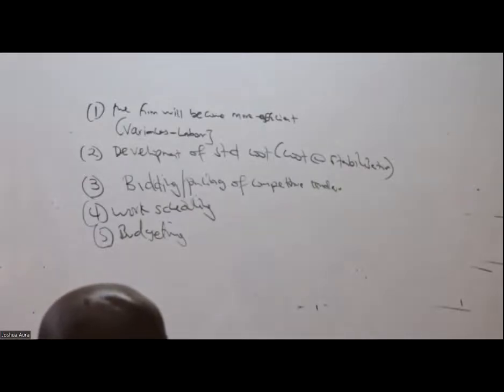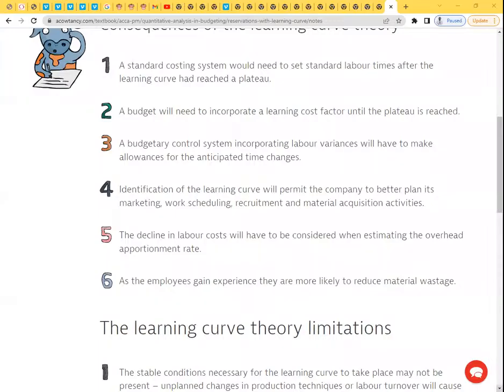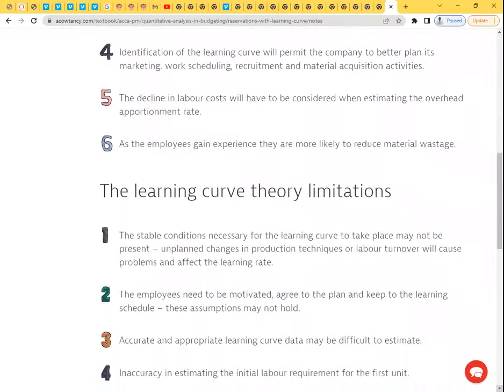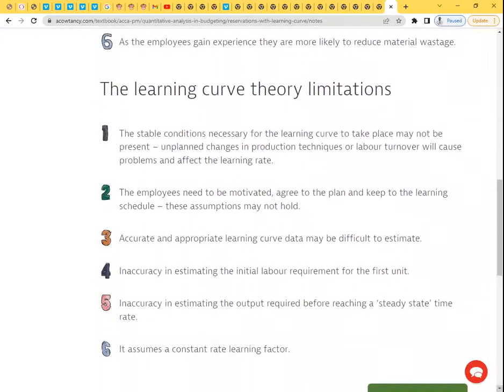You can easily end up getting so many marks there, right? Now, the learning curve theory limitations: what they're telling us here is that the stable conditions necessary for the learning curve to take place may not be present. Unplanned changes in production techniques or labor turnover will cause problems and affect the learning rate. The employees need to be motivated, agree to the plan, and keep to the learning schedule. These assumptions may not hold.